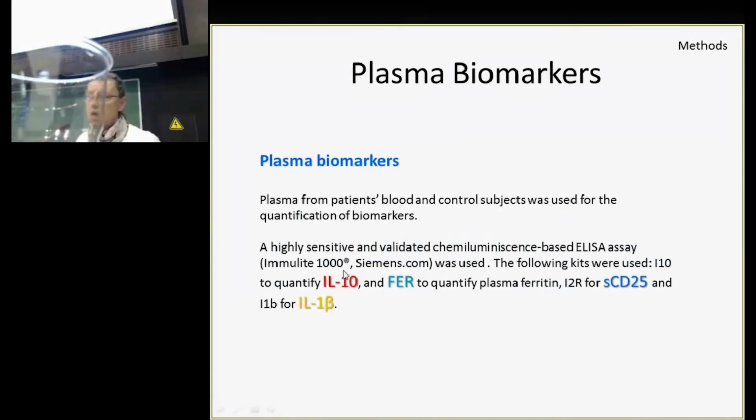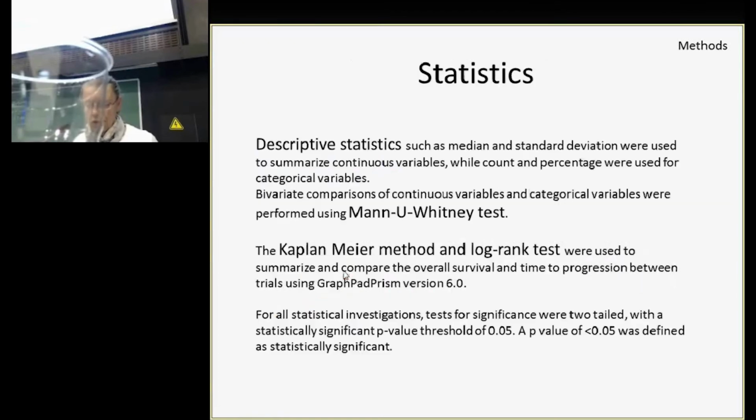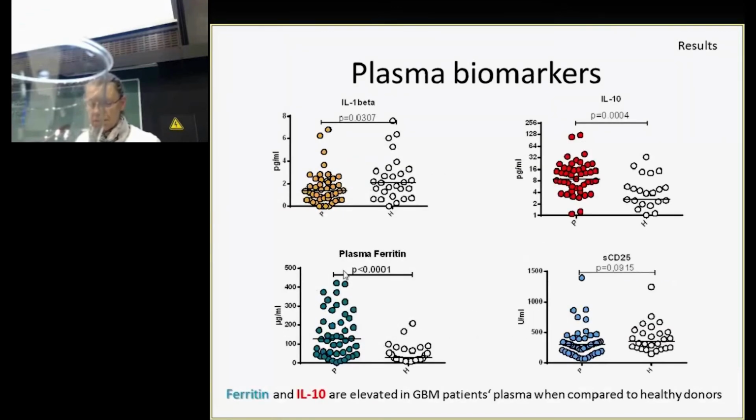assay, which is a validated assay, and you can use it also for clinical diagnosis, and I will show only a few of those today. Statistics is the Mann-Whitney test to compare groups, and the Kaplan-Meier curves have been used to compare the data with survival.